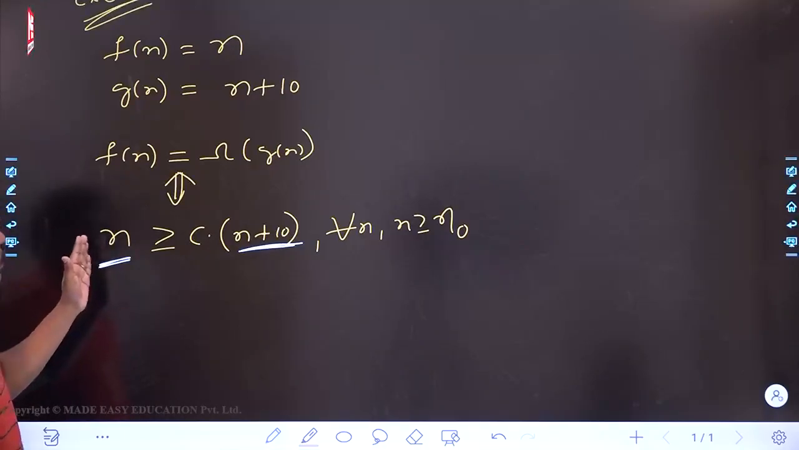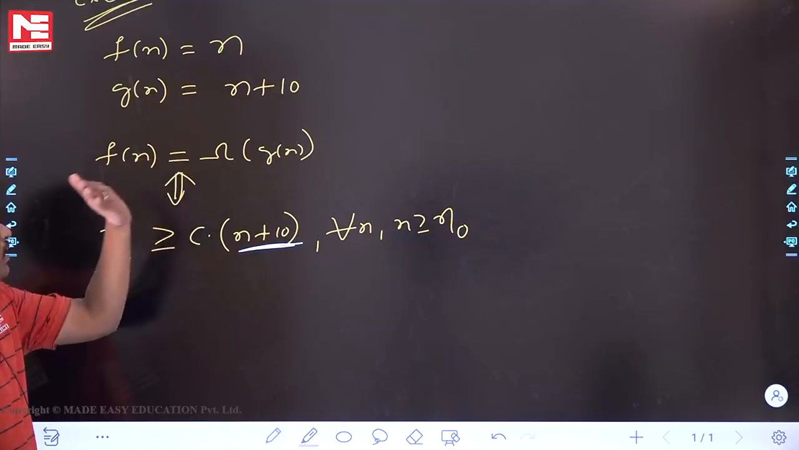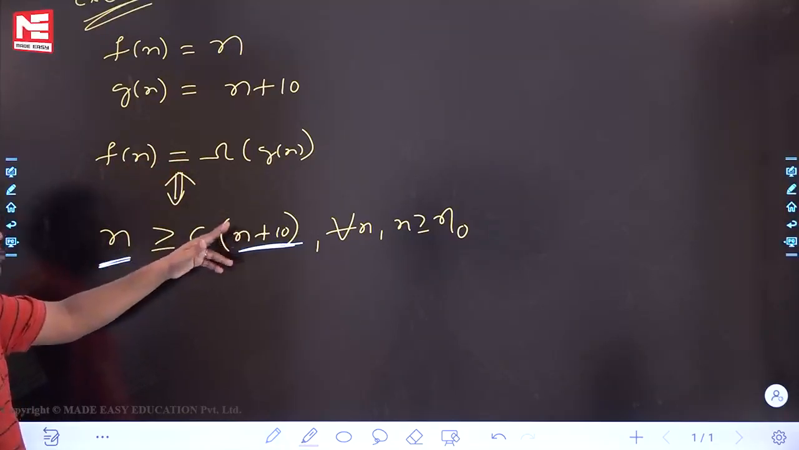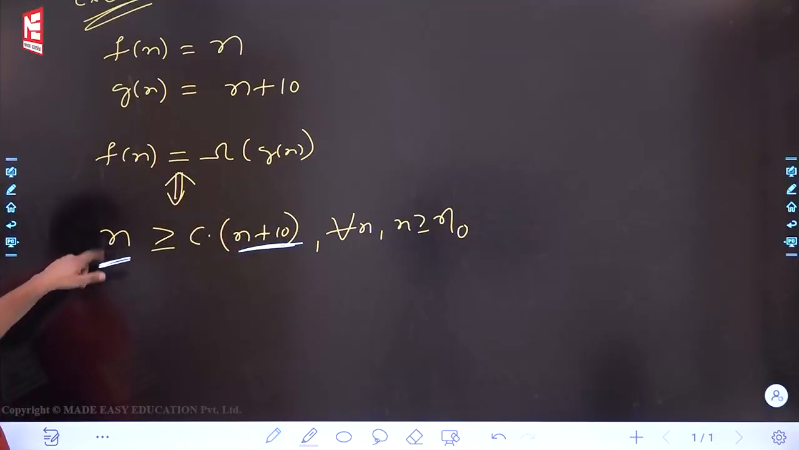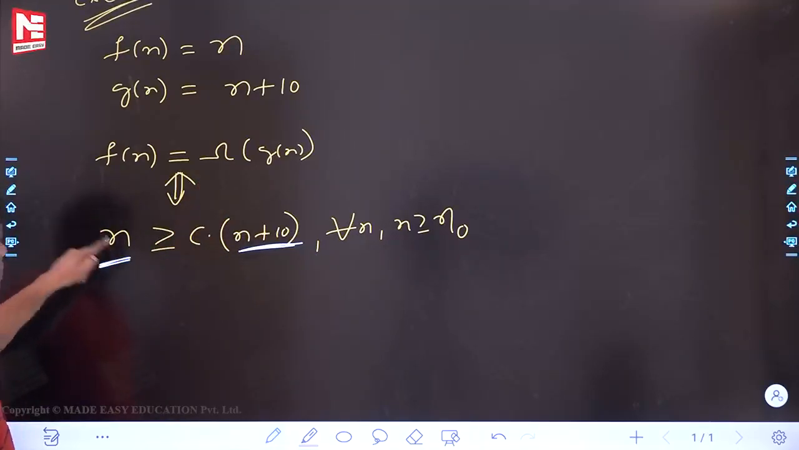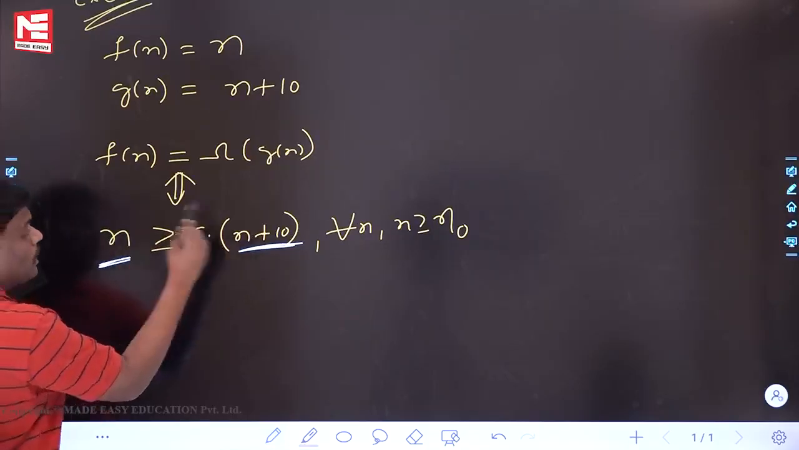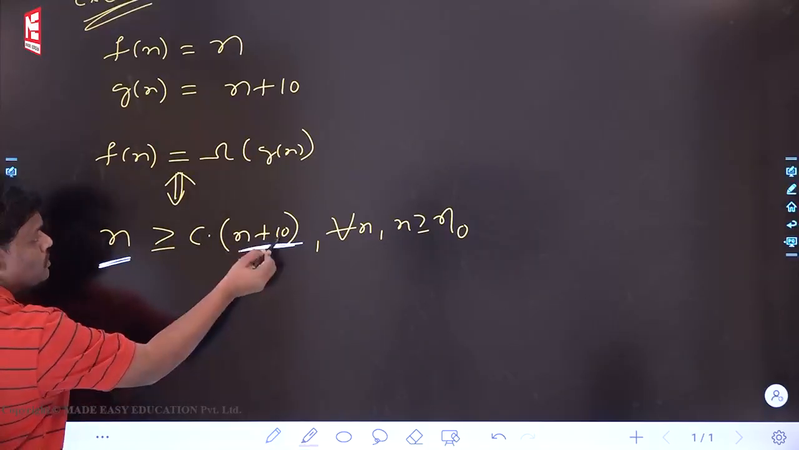Omega means right smaller. Big O means right bigger. Omega means right smaller, which is nothing but left bigger. Left is n, right is n plus 10. How can I make sure that left is bigger? I will see now. If you see the left and right, the difference is only constant.